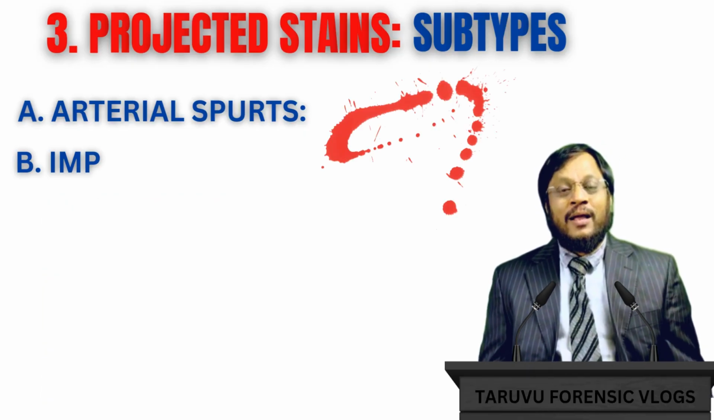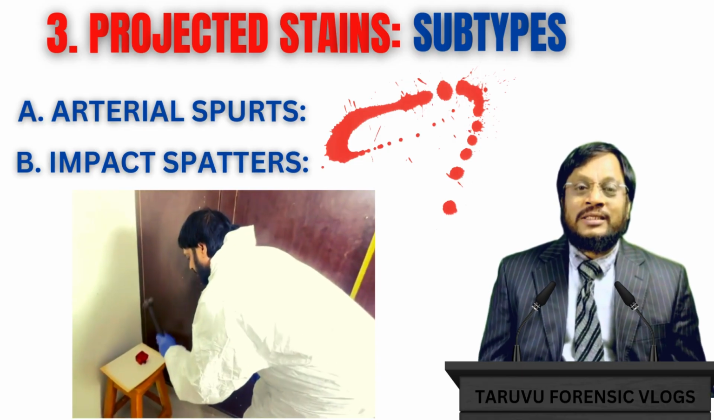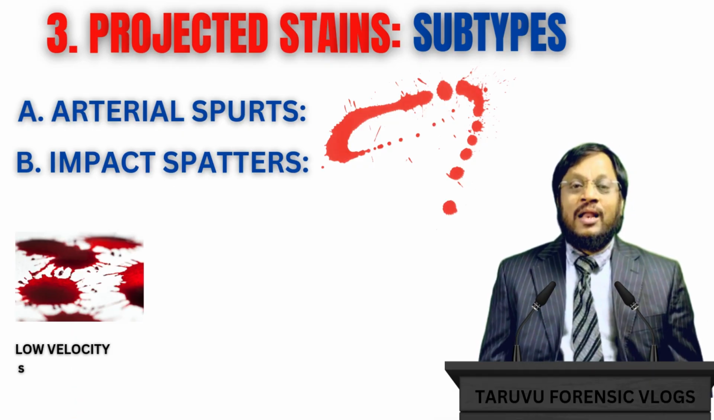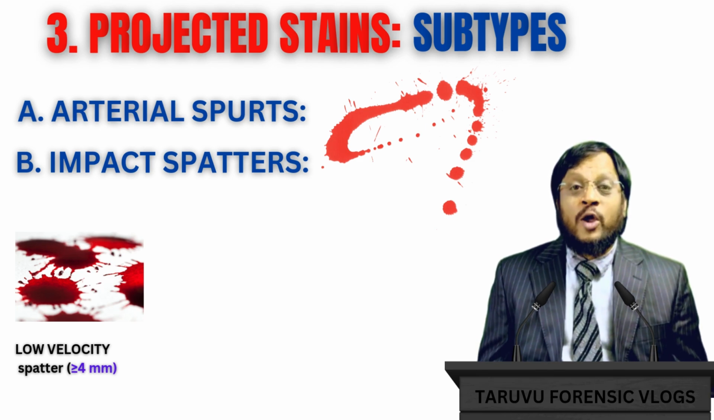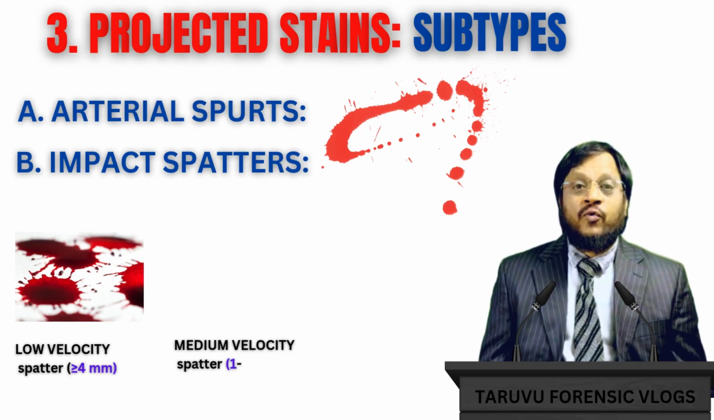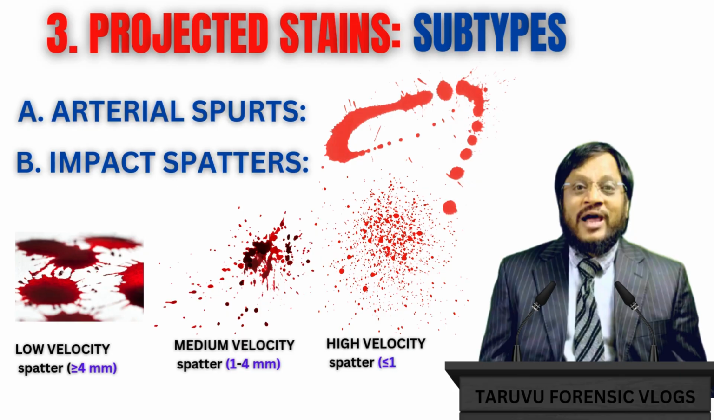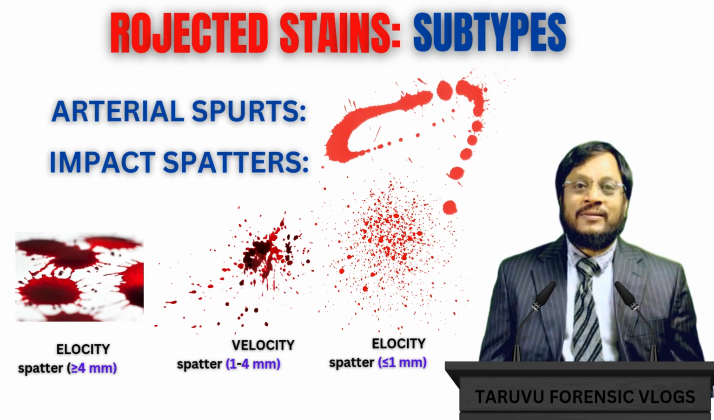Impact spatter: blood breaking into droplets when struck by an external force. Low velocity spatter: large droplets, more than 4 mm in size, from slow impacts like blunt force trauma. Medium velocity spatter: smaller droplets, 1 to 4 millimeters, seen in stabbing or beating. High velocity spatter: a fine mist less than 1 millimeter, produced by gunshots or explosions.